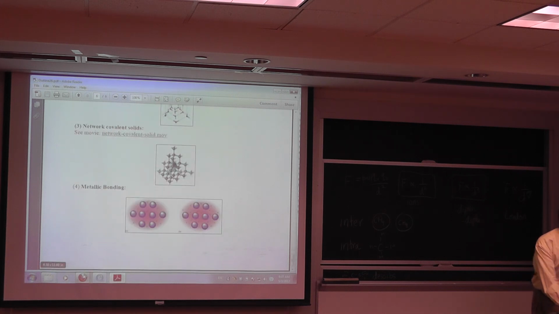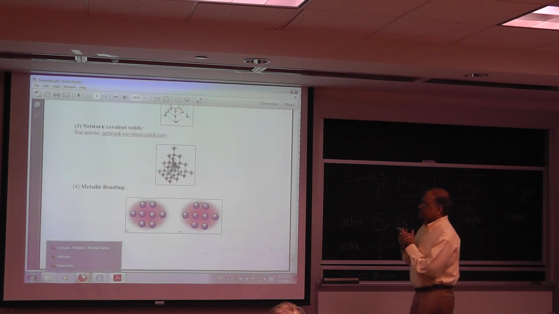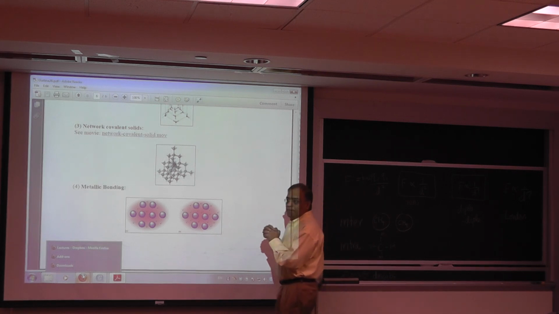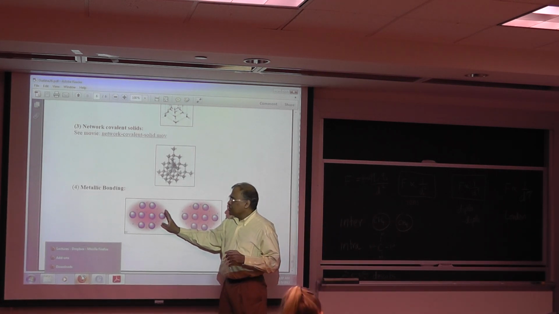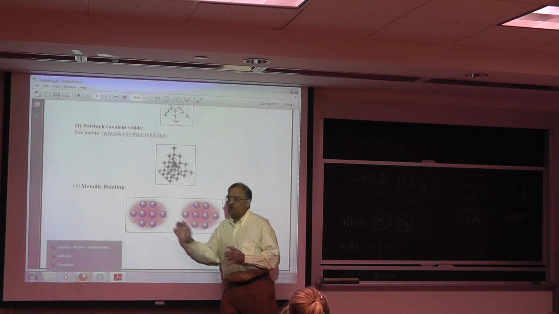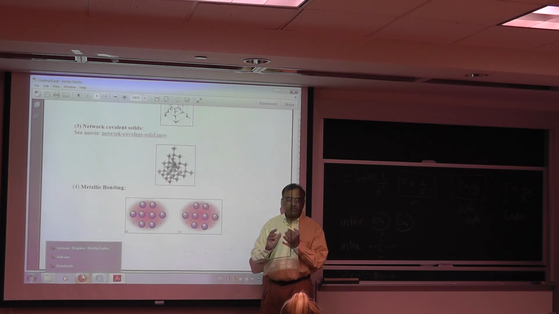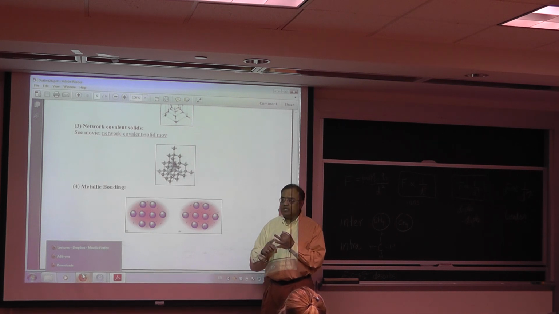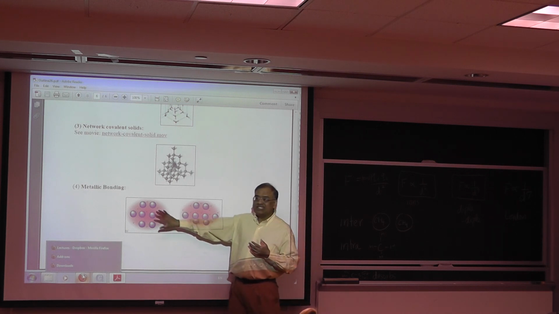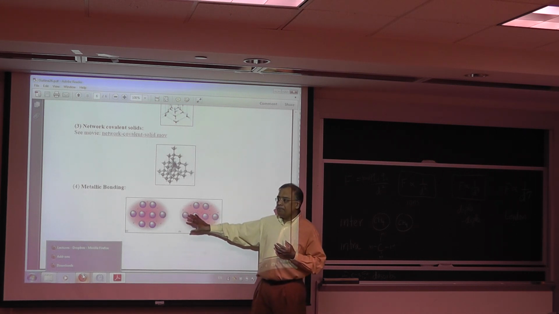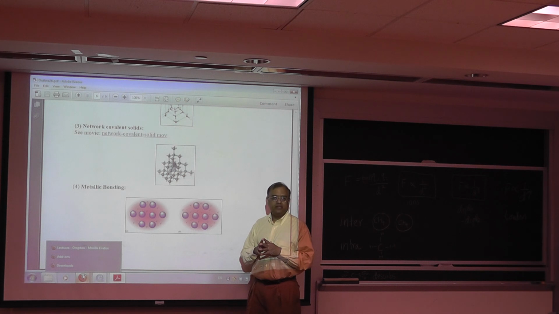And the final example is metallic bonding. We've talked about this extensively when we talked about bonding. You have these iron cores. The electron density is delocalized over the entire metal, and this provides for electrical conduction, heat conduction, luster, malleability, ductility. All of these properties are associated with metals because of this delocalized electron band that exists in metals.